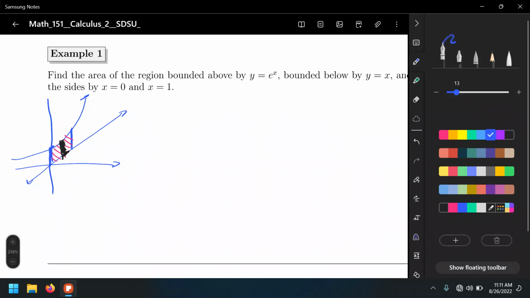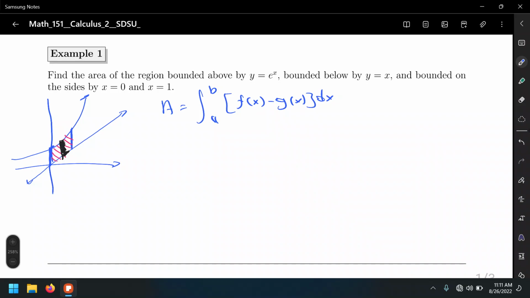So, area equals the integral from a to b of f of x minus g of x. So that's the formula. We already explained where it comes from. How do we set it up? Let's just put labels to this. In this case, the top. Oh, that's the limits. First of all, that's from 0 to 1. That's e to the x minus x with respect to x.